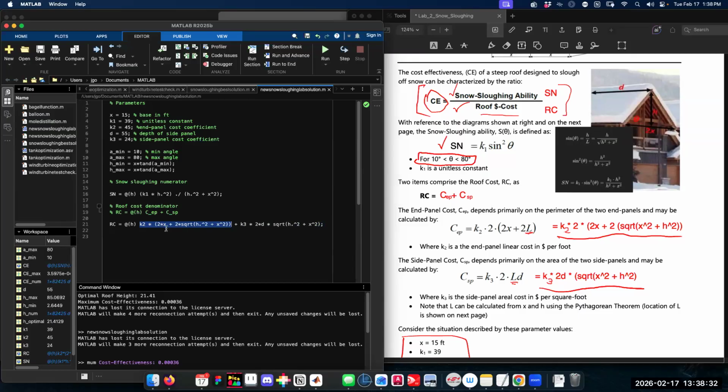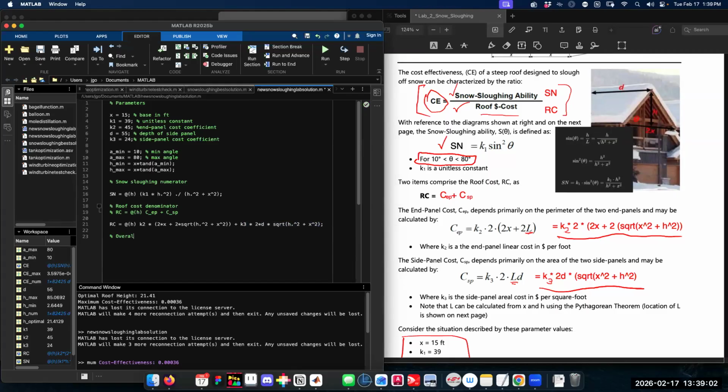So k2, 2 times 2x plus 2 square root x squared plus h squared, and then make sure the h's have the element by element operation, the dot. And then we got k3 times 2d, so that's over here, times square root x squared plus h squared. Okay, that looks good. Then now we need to do the overall equation.